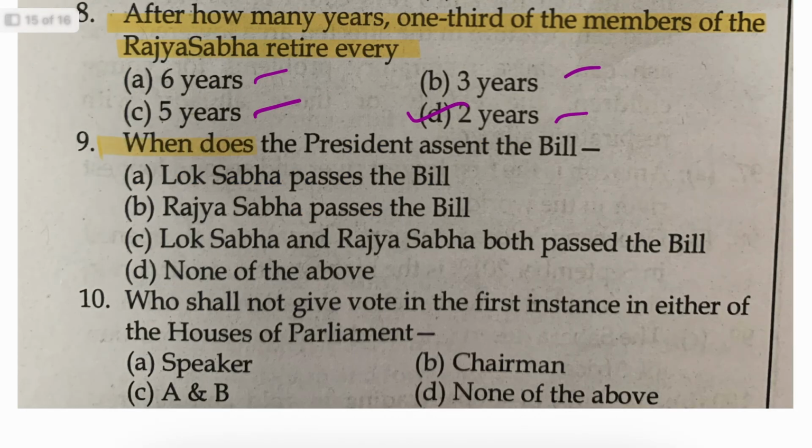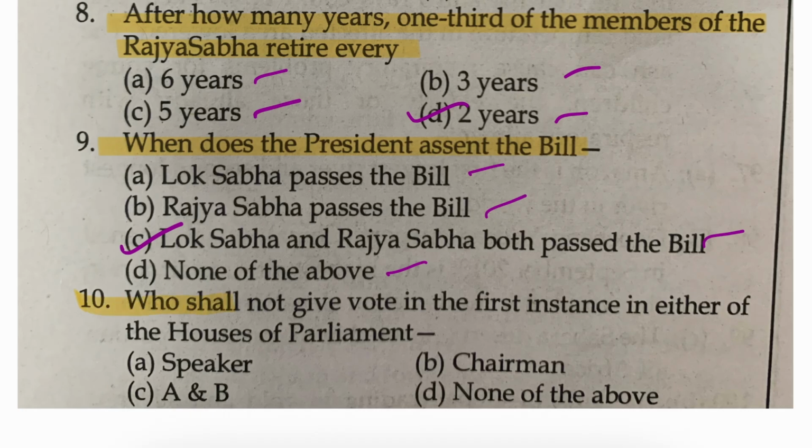Question number 9. When does the President assent to the bill? Lok Sabha passes the bill. Rajya Sabha passes the bill. Lok Sabha and Rajya Sabha both pass the bill. None of the above. The answer is C. Lok Sabha and Rajya Sabha both pass the bill. The Speaker is elected by the Lok Sabha from amongst its members and does not vote in the first instance, but when a bill is passed by both the houses of Parliament and approved by the President, it becomes an act.